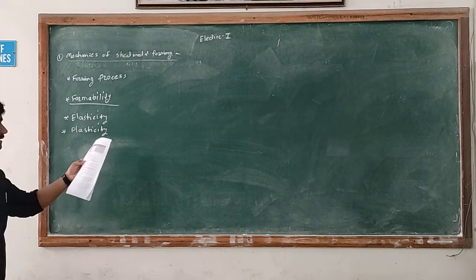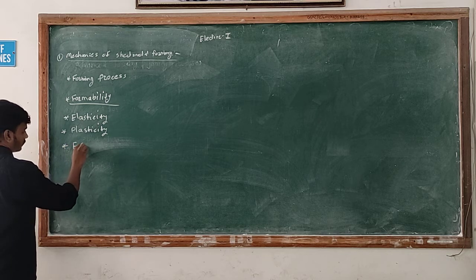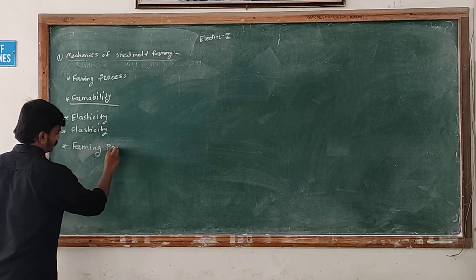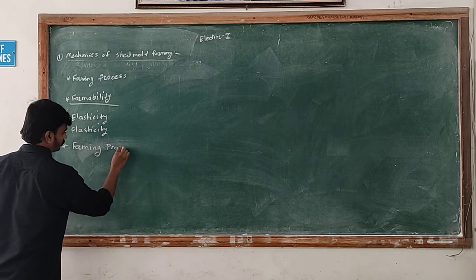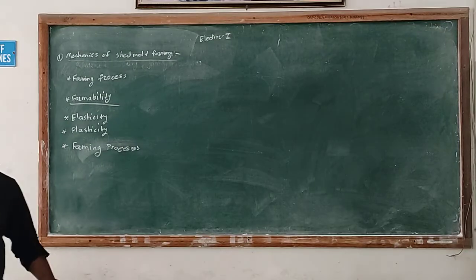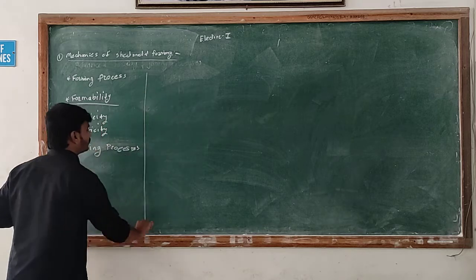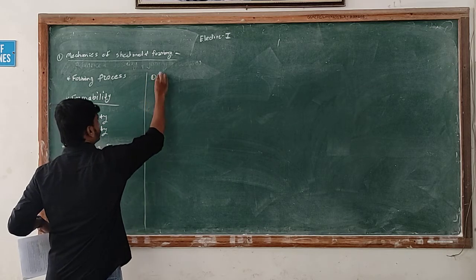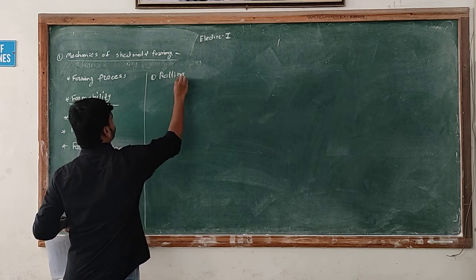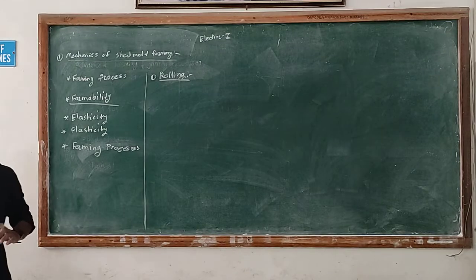First of all, we will discuss some forming processes. So what are the different forming processes? The first one is rolling. The first forming process is rolling.